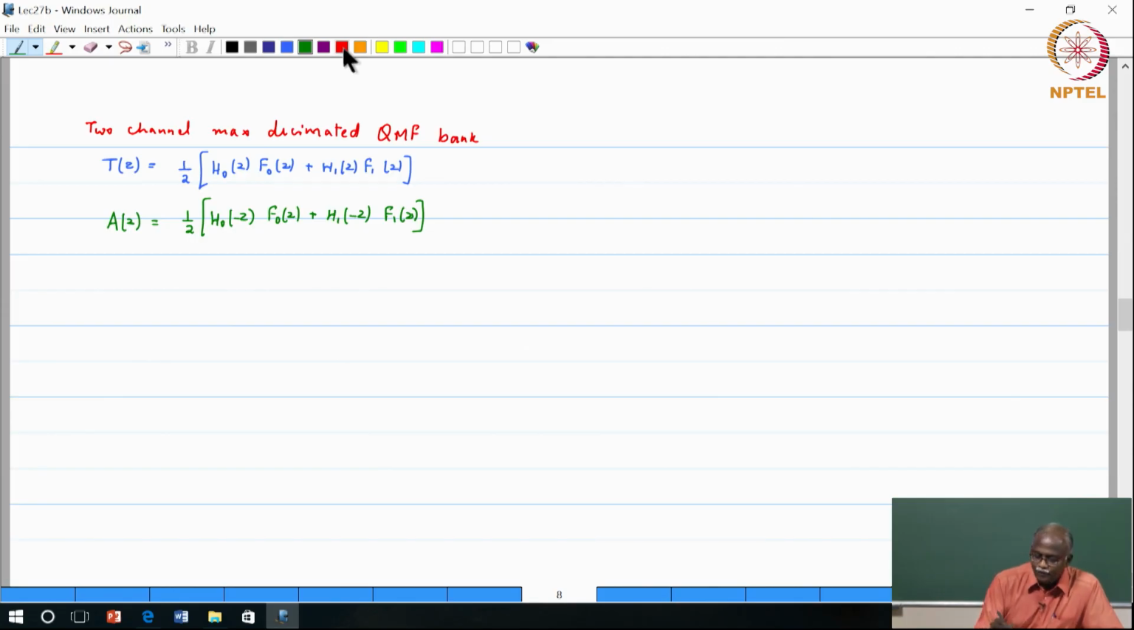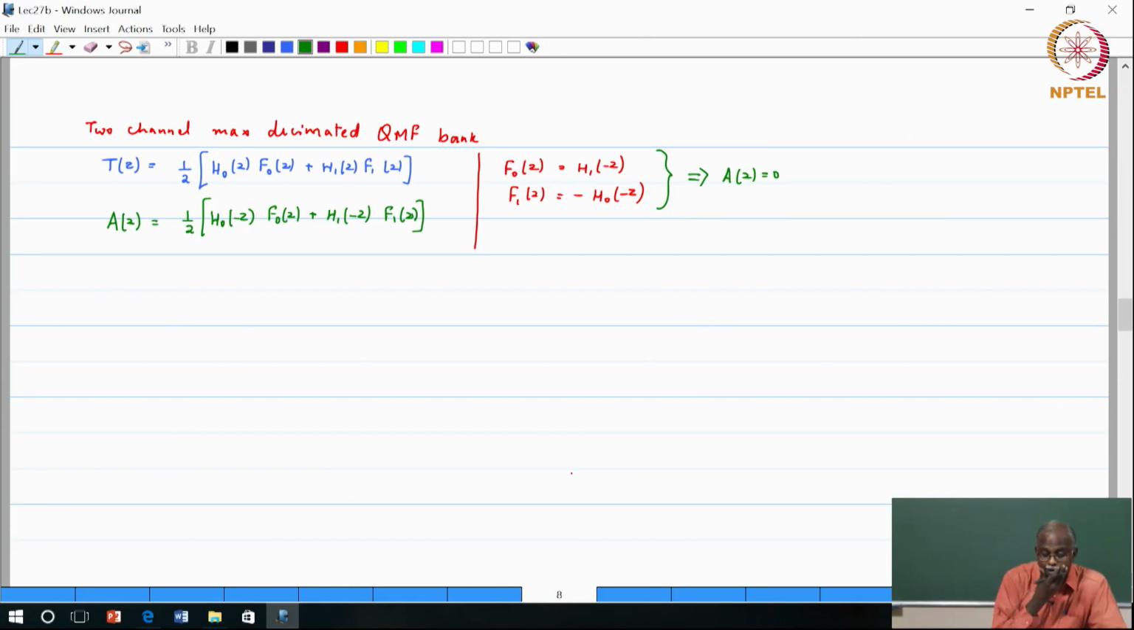We then, if we impose the aliasing cancellation constraint, F naught of z is equal to H1 of minus z, F1 of z is equal to minus H naught of minus z. Okay. This is enough for us to guarantee that A of z equals 0. So without loss of generality we can get rid of aliasing in a two channel case.